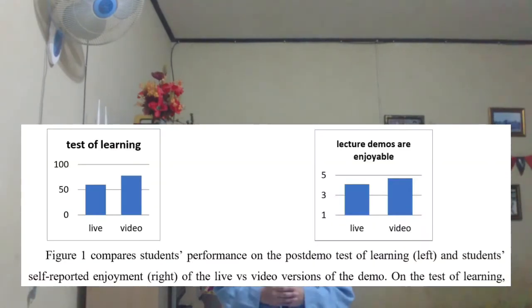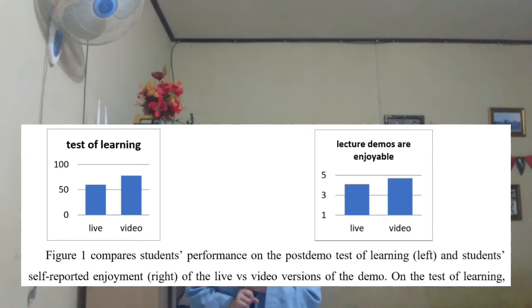Now we're going to the third section. I'm going to fill you in on the results of this study. Okay, let's take a look at these graphs. Here we can see the first graph. We know that on the test of learning, students who viewed the video outperformed students in the live group by 25% to 30%.